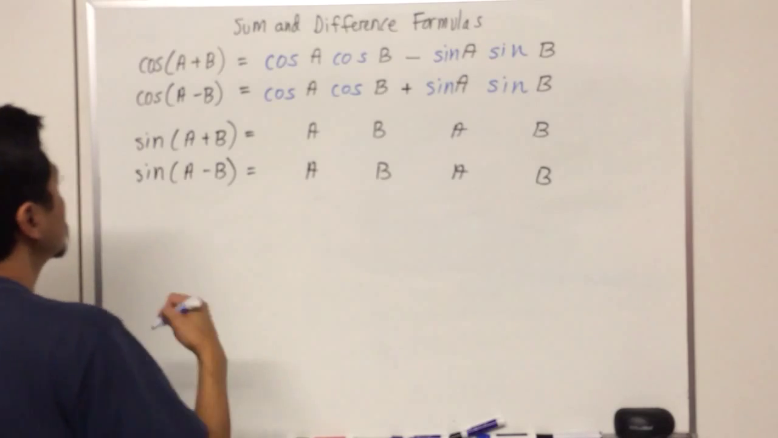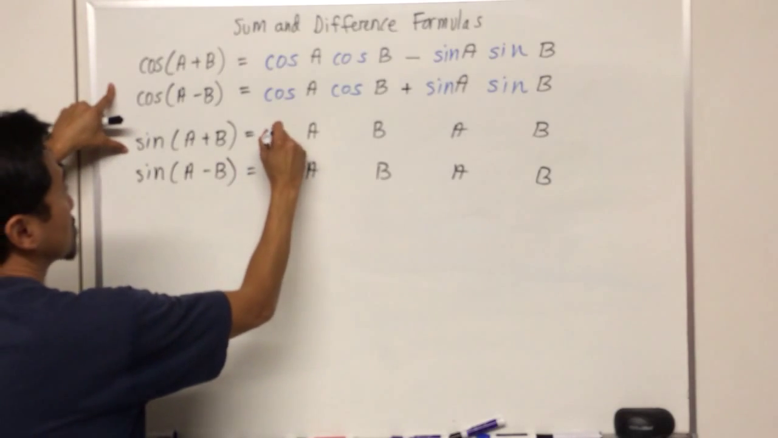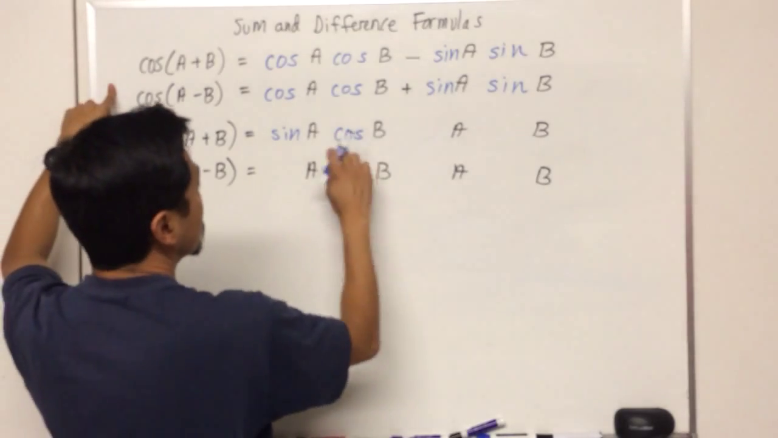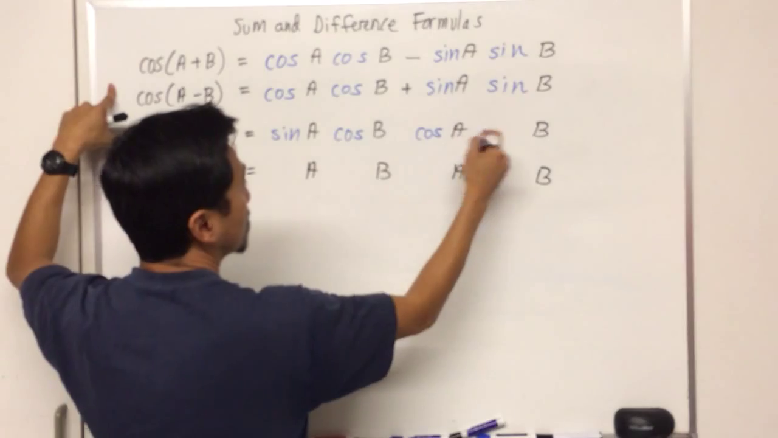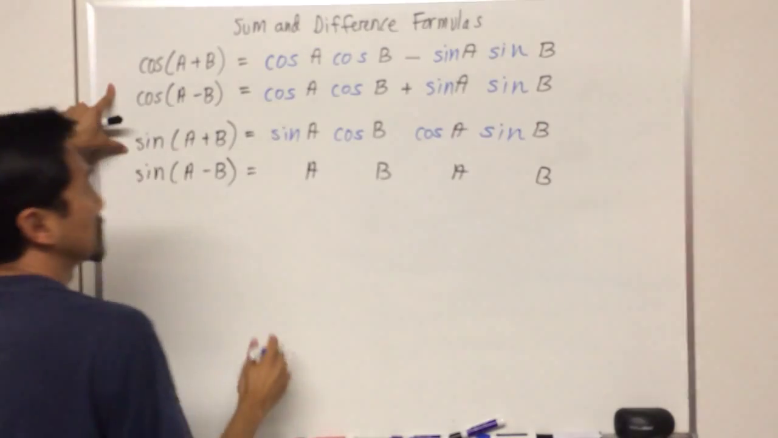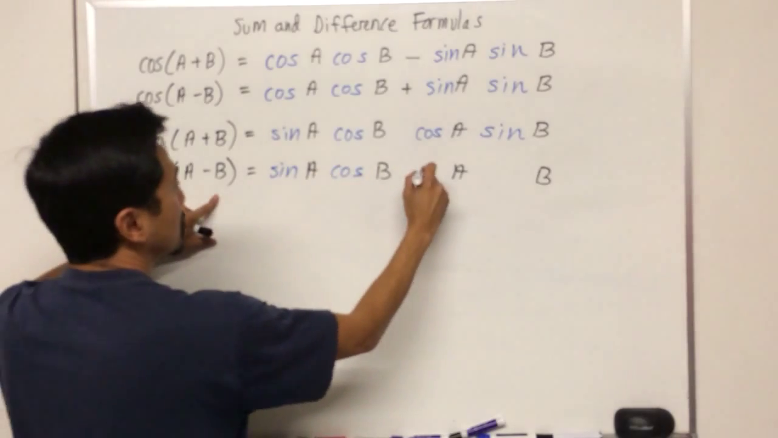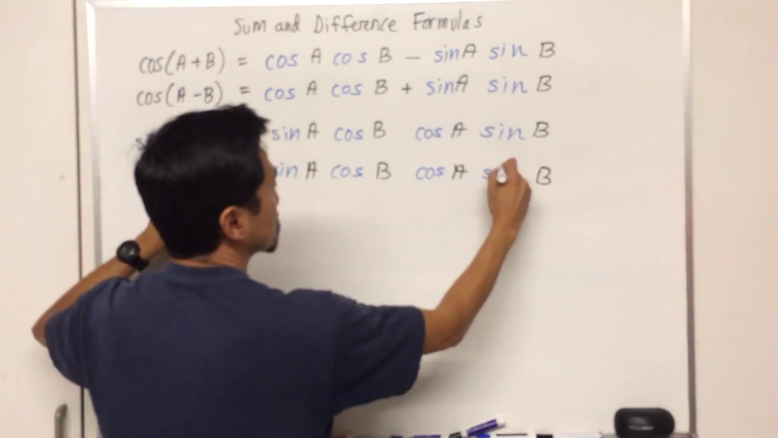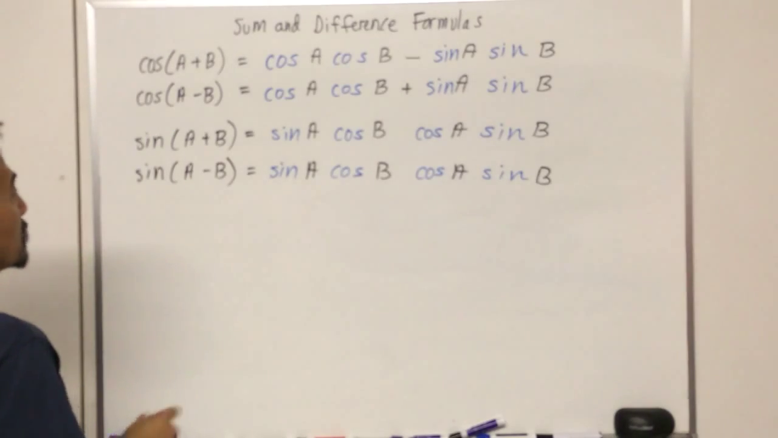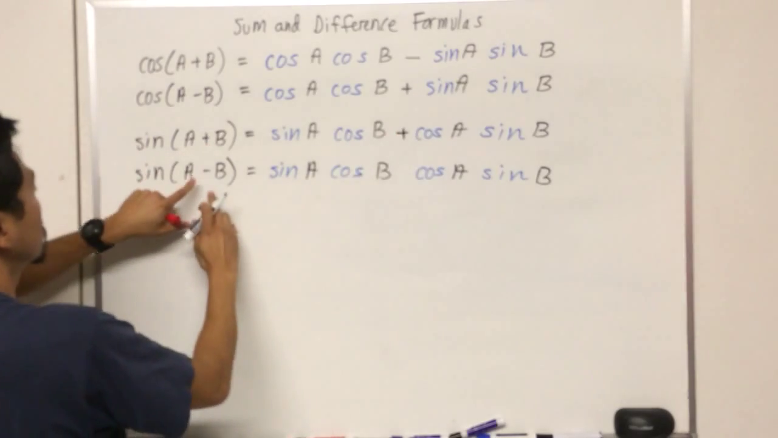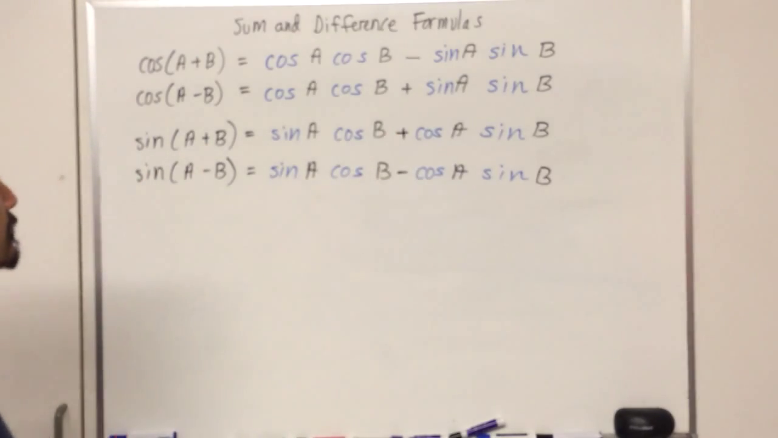Now for the sine, let me write this out for you. It's going to be the sine of A times the cosine of B, and then they switch. Cosine A, sine of B, and then here you've got sine of A, cosine B, cosine A, sine of B. And then for the sine function here, sine of A plus B, I'm going to have a plus sign in the middle, and then a minus sign in the middle. Okay? Now again, I've got some silly little mnemonics that'll help us to remember this.